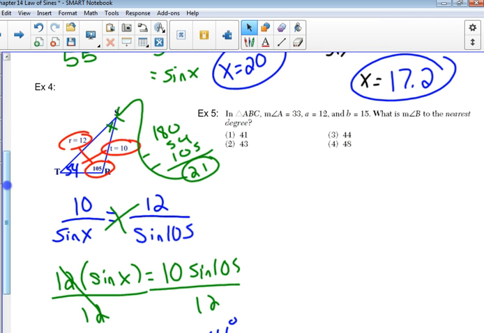This next one is right off a Regents exam. Please draw your picture and finish it correctly. What is angle B? Did you know? Whatever you don't know, I put it up there.